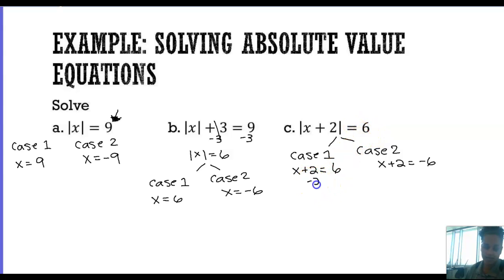I'm going to solve each of these cases. So subtract 2 and I get 4. Subtract 2 and I get -8. So let's think about it. Plug it in. 4 plus 2 is 6. The absolute value of 6 is 6. -8 plus 2 is -6. The absolute value of -6 is 6. That's why we get two answers.